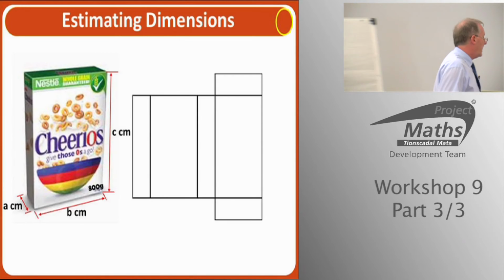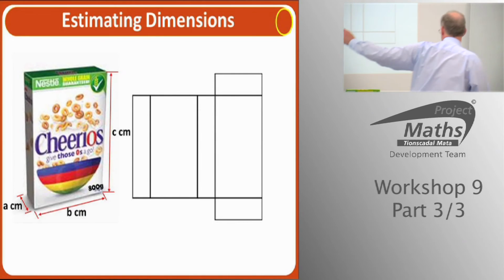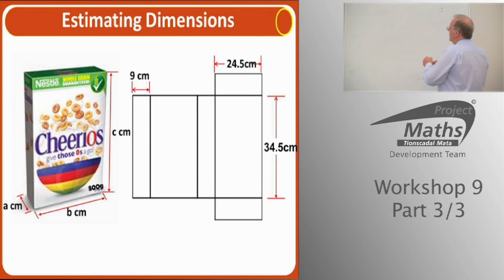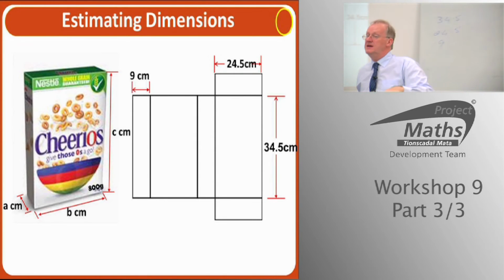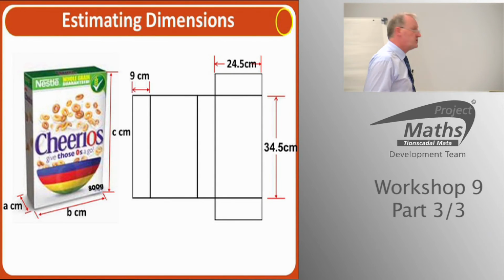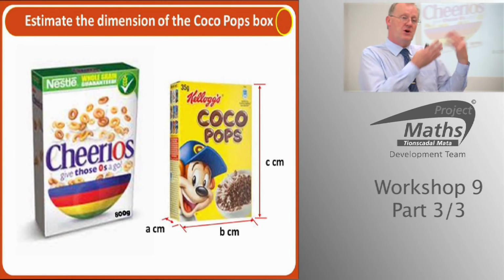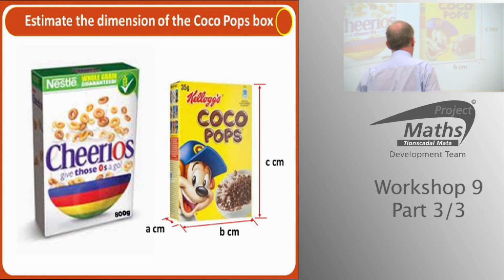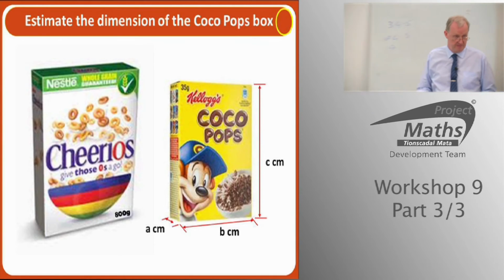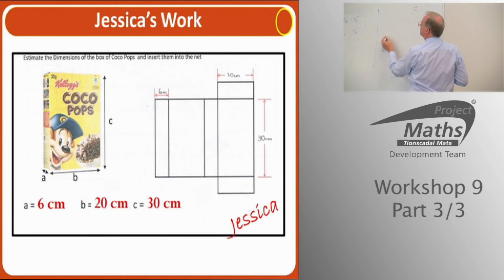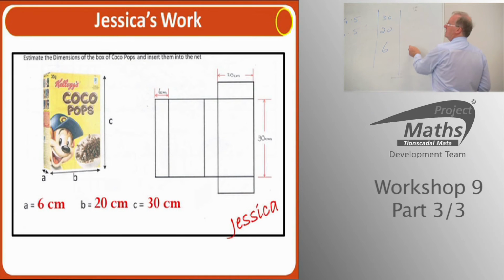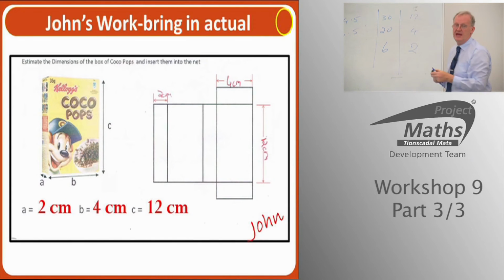Anyway, go back to my Cheerios box. You gave me the dimensions. What did we say they were again? 34.5, 24.5 and 9. But now, not everybody in my group likes Cheerios. Some of them much prefer Coco Pops. So I asked them to estimate the dimensions of the Coco Pops box that's there. Jessica gave me 6, 20 and 30. And John gave me 2, 4 and 12.